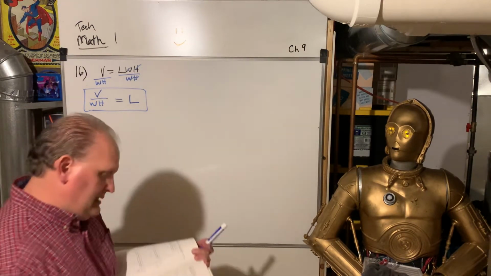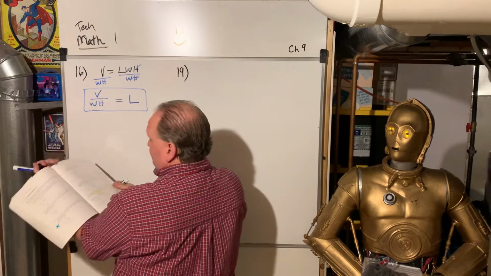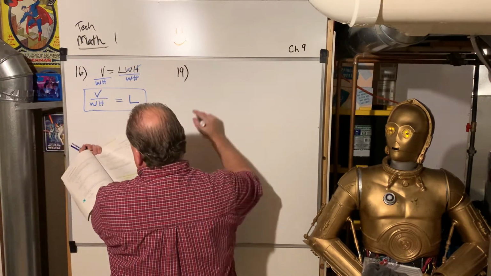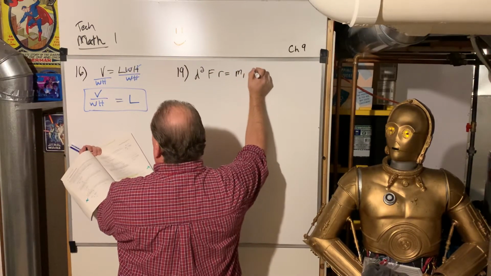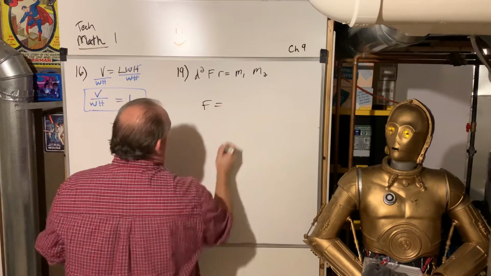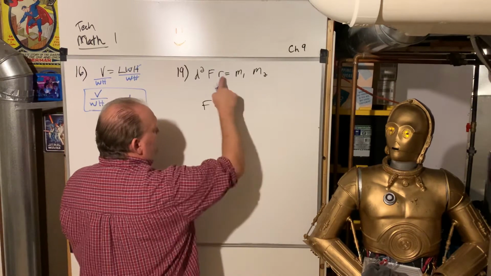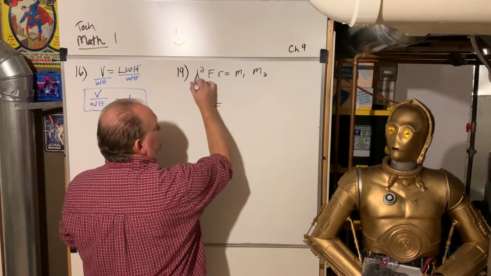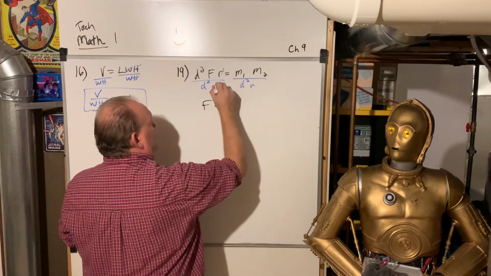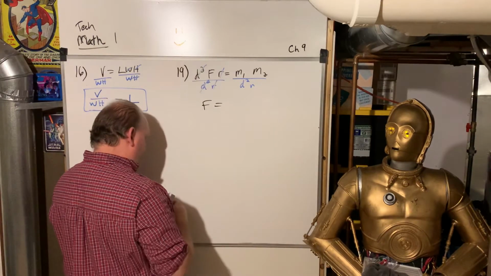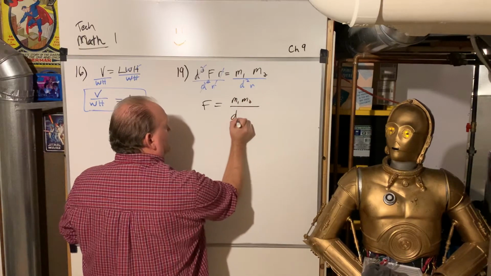Let's look at 19. It has some interesting stuff. We got D squared FR equals M sub 1, M sub 2, and they want me to solve for F. So again, just like this one, we're just going to divide out anything that we're not adding or subtracting. There's no add or subtract. So we're just divide away D squared R, divide away D squared R. That R cancels, the D squareds cancel. We have just F, and then we're left with our answer. So M sub 1, M sub 2 over D squared R.